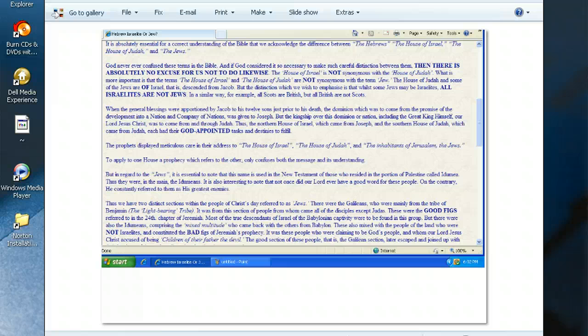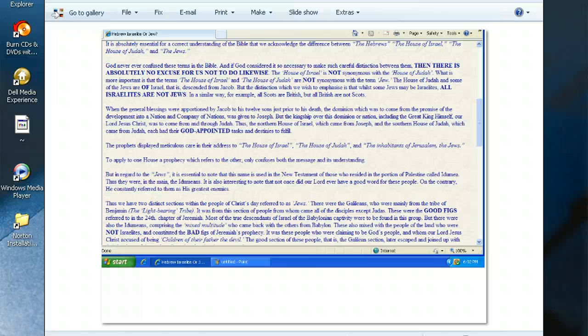When the general blessings were appointed by Jacob to his 12 sons just prior to his death, the dominion which was to come from the promise of the development into a nation and company of nations was given to Joseph. But the kingship over this dominion or nation, including the great king himself, our Lord Jesus Christ, there's that name of translation again, was to come from and through Judah. Thus the northern house of Israel, which came from Joseph, and the southern house of Judah, which came from Judah, each had their God-appointed tasks and destinies to fulfill.